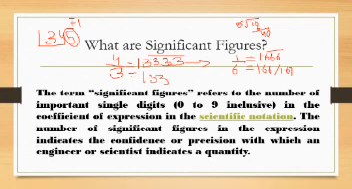For example, in this number, there are 4 significant figures. Three are confident ones and 1 is uncertain. So there are a total of 4 significant figures. Let me move on to some more examples.